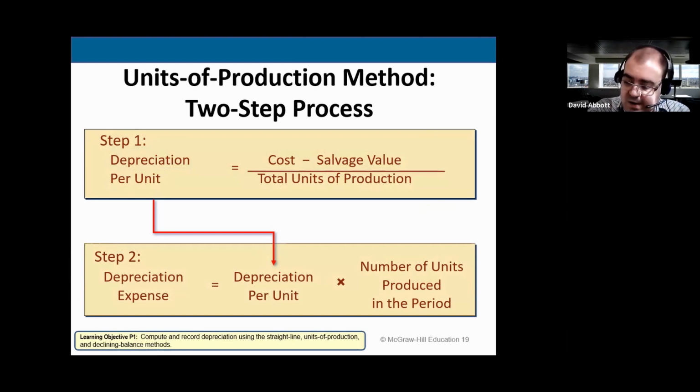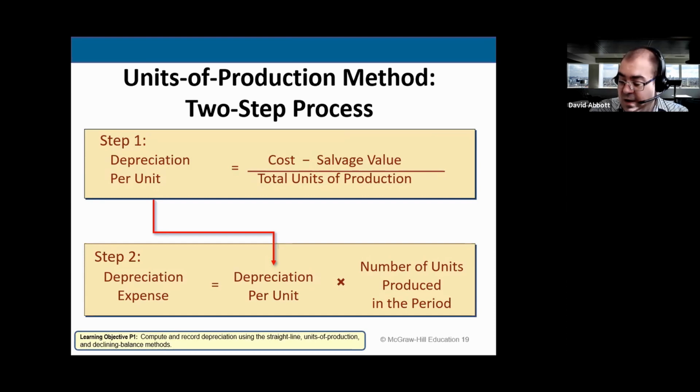So when equipment use varies from period to period, the unit of production depreciation method can better match expenses with revenues. Unit of production depreciation charges a varying amount for each period based on an asset's usage. A two-step process is used. We first compute depreciation per unit as the asset's total cost minus salvage value, and then divide by the total units expected to be produced during its useful life.